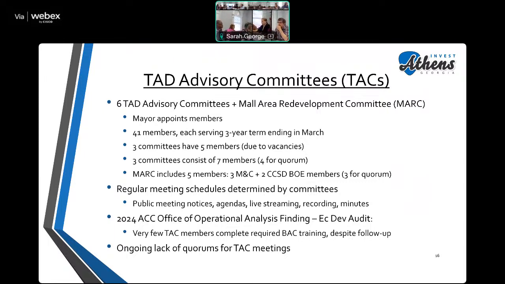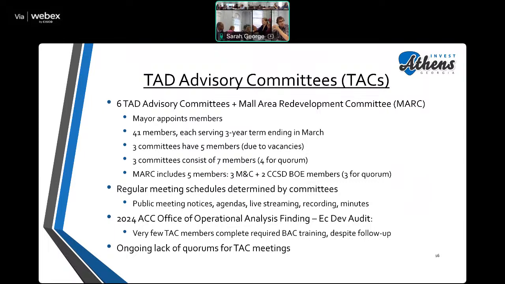The mayor appoints the members. Right now, there are 41 members and each serves a 3-year term. We've got them staggered. 3 committees have 5 members, due to some vacancies right now. 3 of them have 7 members. And then the MARC has 5 members: 3 are from the mayor and commission and 2 are from the Board of Ed.